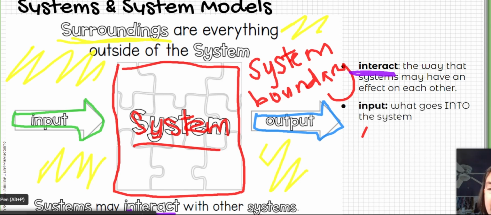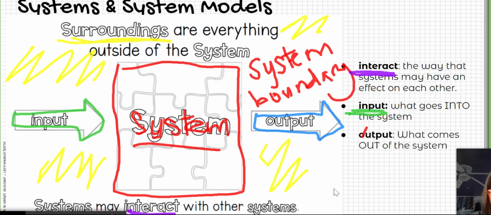Next, input. So remember, input is what goes into the system. Output. Output is what comes out of the system. It's nice when the words make sense, right? So input, what I put into the system. Output, what comes out of the system.